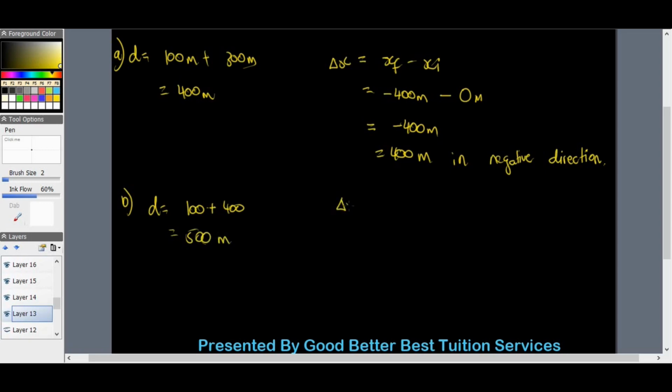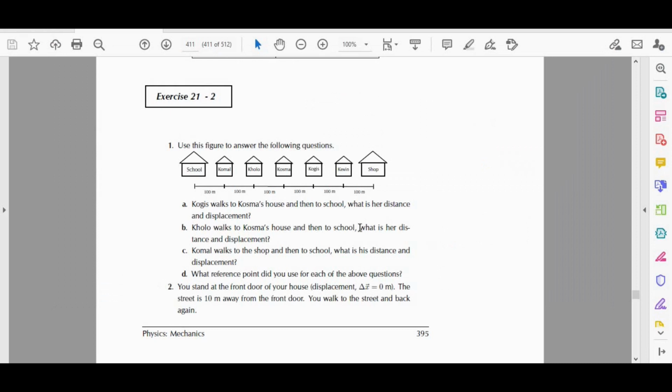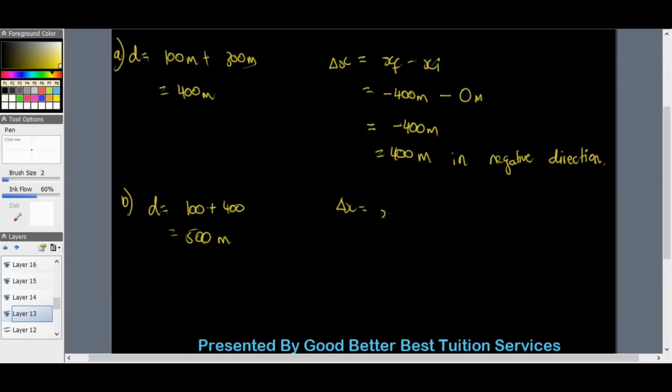But now his displacement. If you take his house as the reference point, that's 0. School is 1, 2. So we have xf minus xi, which is minus 200 minus 0, and that gives us minus 200, which therefore gives us 200 meters in the negative direction.